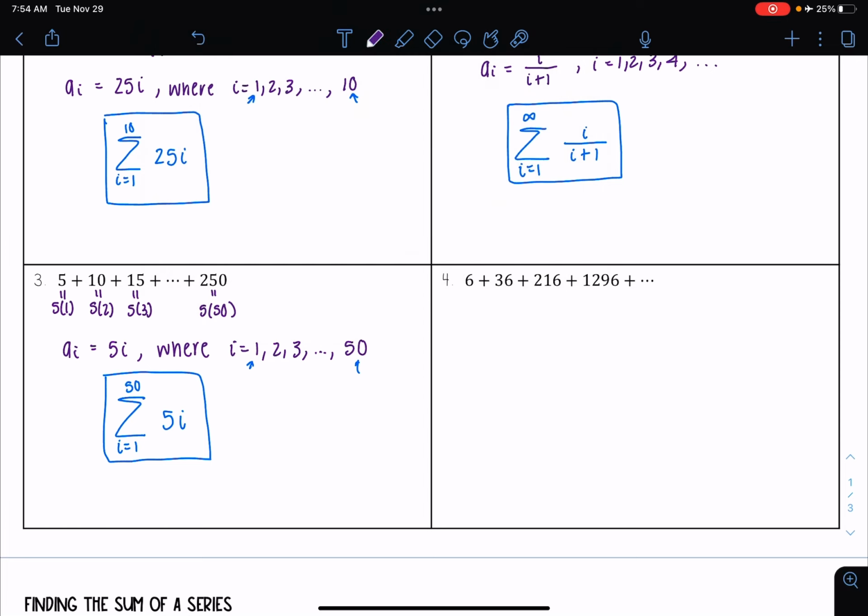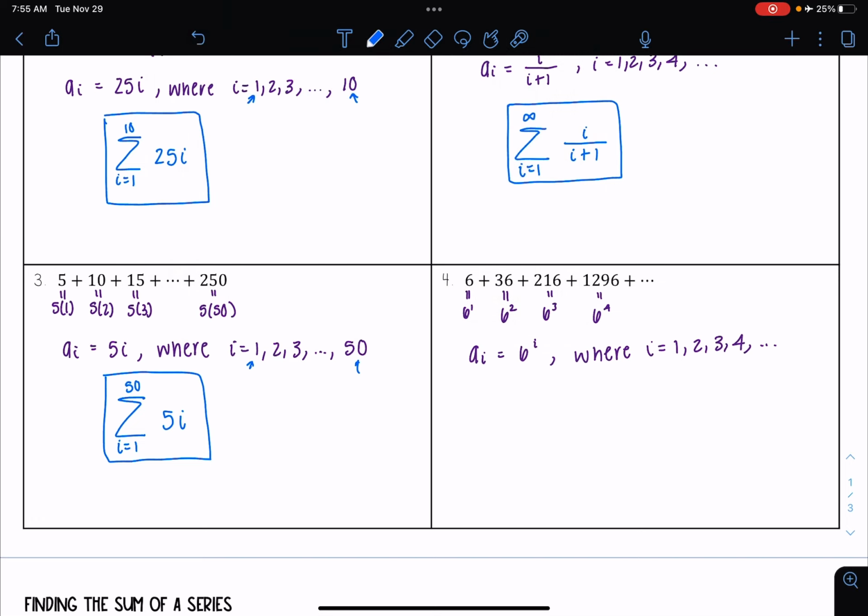Okay, let's look at one more. So here I have 6 plus 36 plus 216 plus 1296 plus ... So again, I'm looking for a pattern that I'm following with each of these. And something that I notice is that these are all a power of 6. So this first one is 6 to the first power. The next one is 6 to the second power, 6 to the third power, 6 to the fourth power, and so on. So that means that each term is going to be 6 raised to the i power, where i is equal to 1, 2, 3, 4, and continues forever.